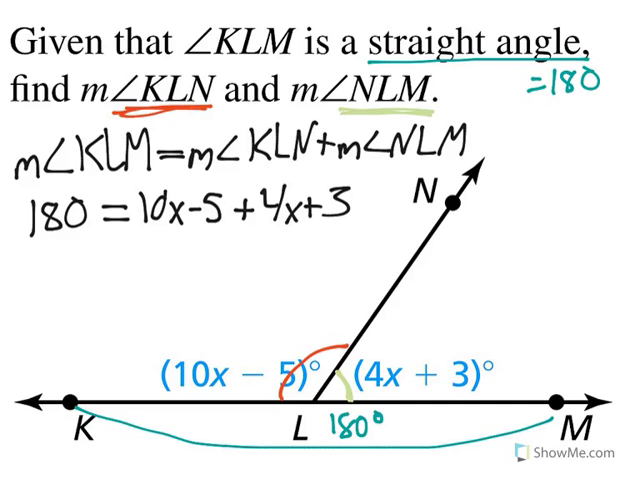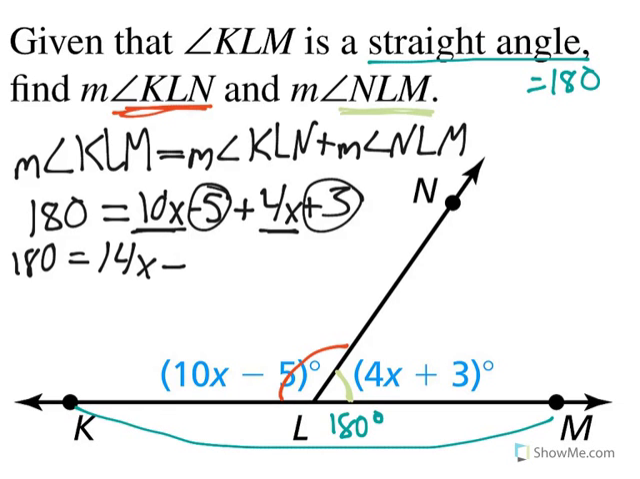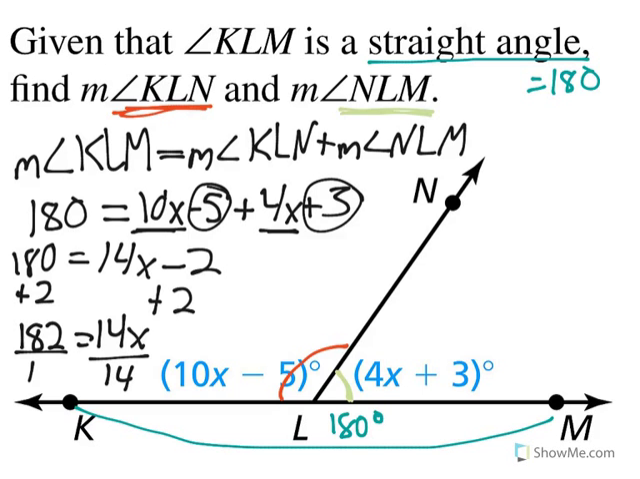So then we just use our algebra to solve. So I have 180 is equal to, if I combine my like terms of 10x and 4x, I get 14x. Then I have negative 5 plus 3, which gives me negative 2. So I'm going to continue to solve this. So plus 2 to both sides. I get 182 is equal to 14x. I need to get x by itself, so I'm going to divide by 14.